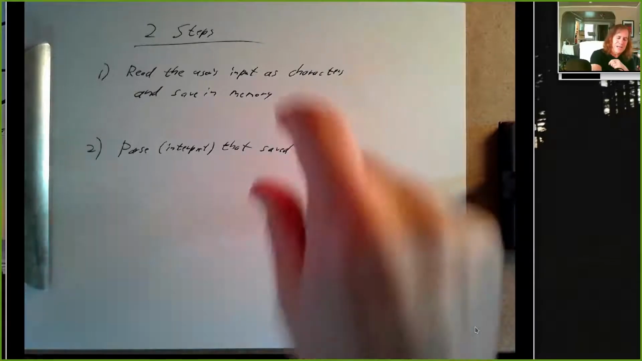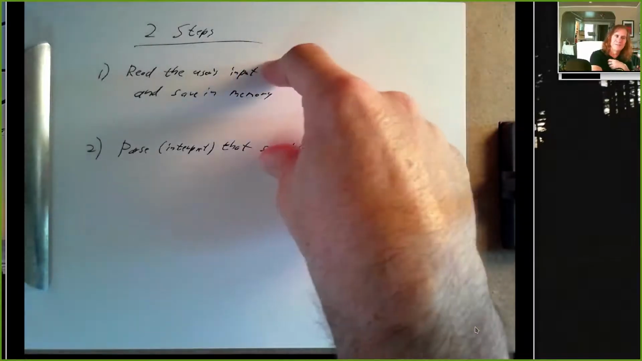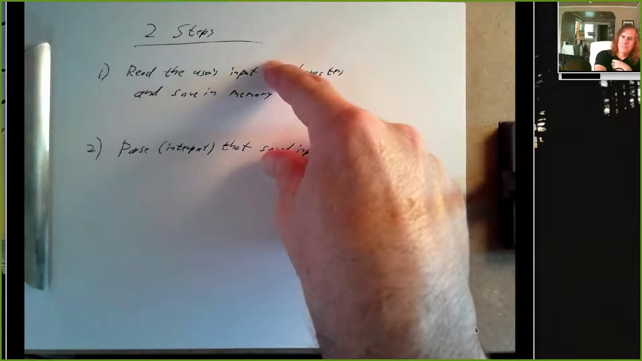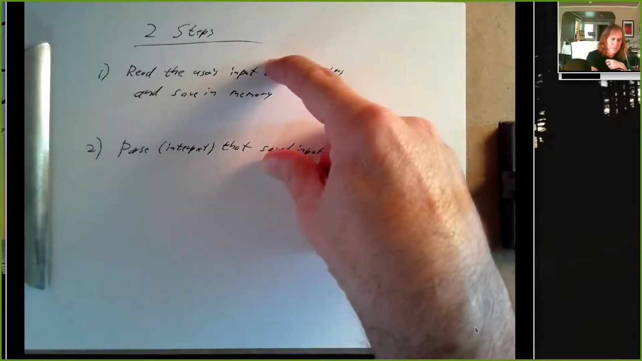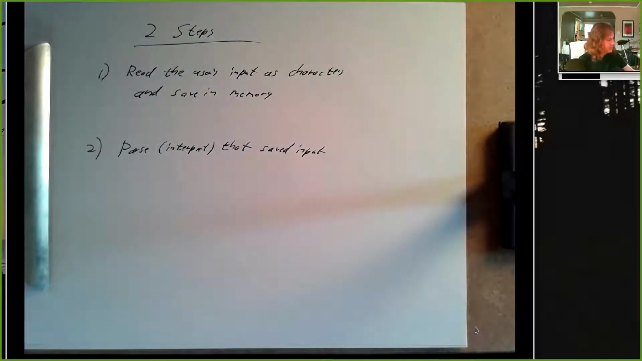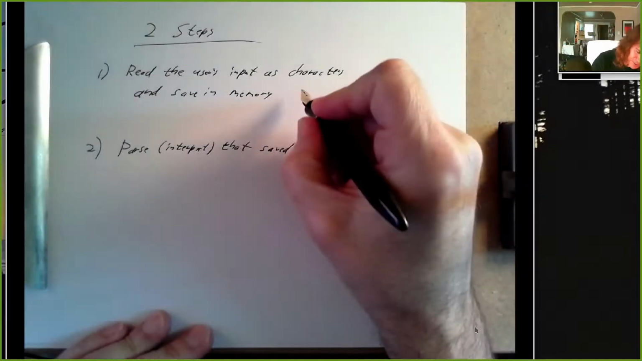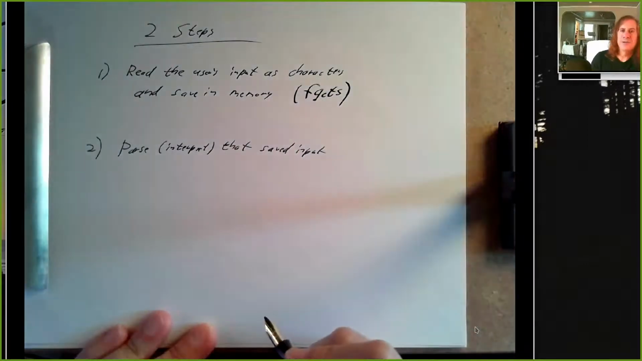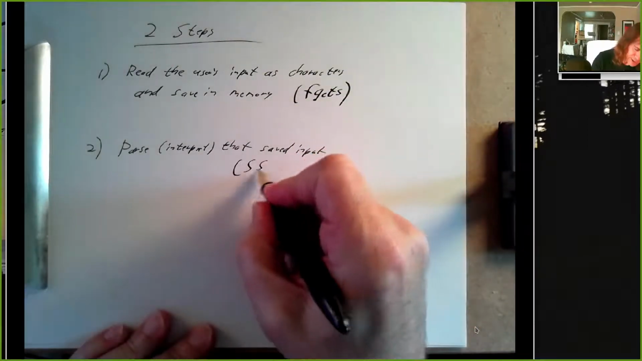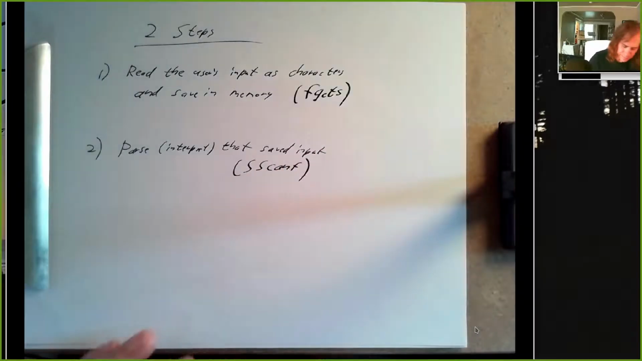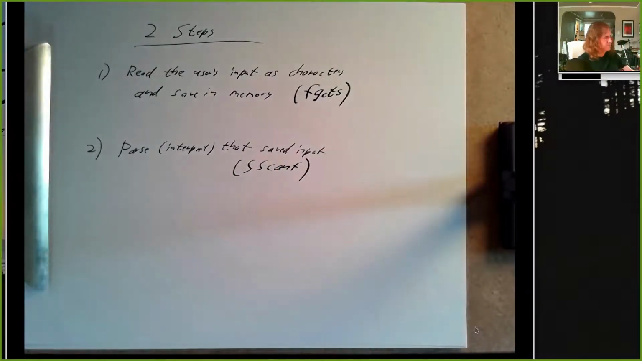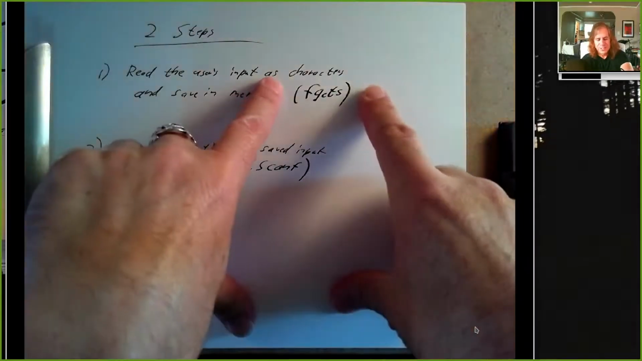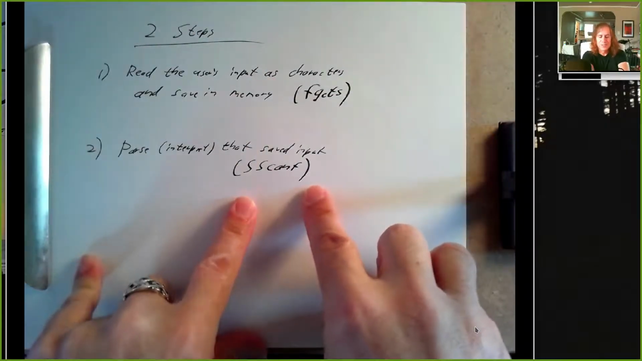Scanf gloms both of these together into a single function call. We're going to split them out. So we're going to use two separate functions. Up here, when we do the read, we're going to use the function fgets. And to do the parsing, we're going to use sscanf. So ingest with fgets, interpret with sscanf.